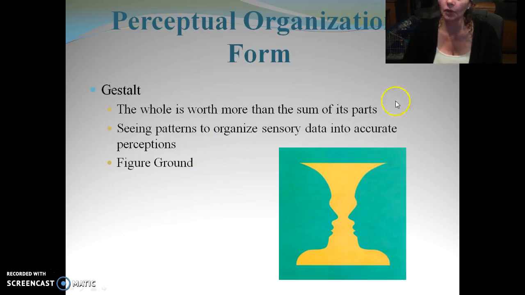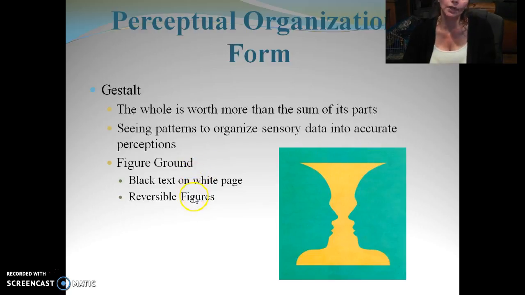One principle is figure-ground. What do you see in this image? A lot of people see this yellow cup-looking thing, medieval maybe, but some of you might see the green faces. It depends upon what you're seeing as the figure and what you're seeing as the background. If you're seeing the green as the background, the figure becomes this medieval cup thing. If you're seeing the yellow as the background, then the faces become the figure.